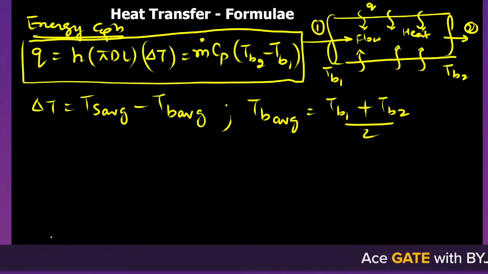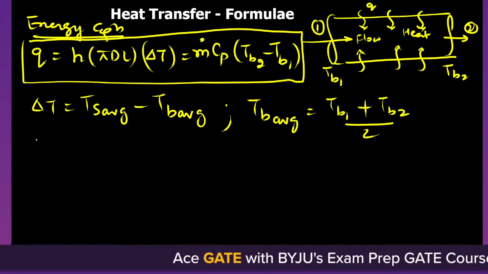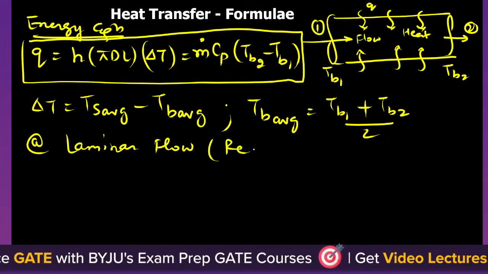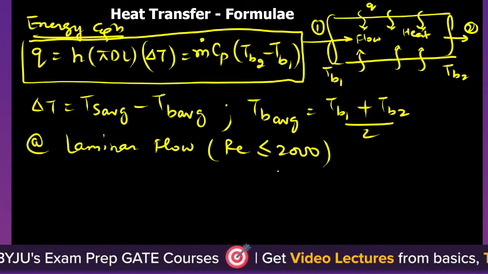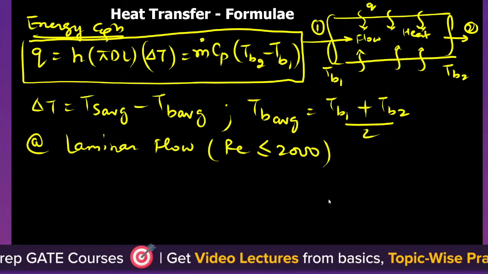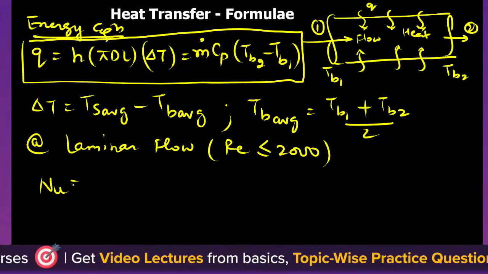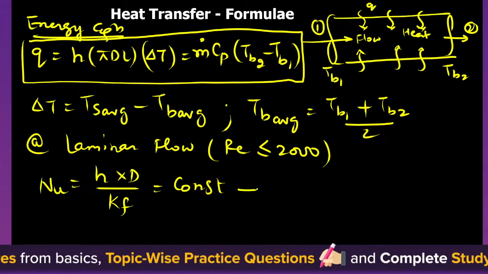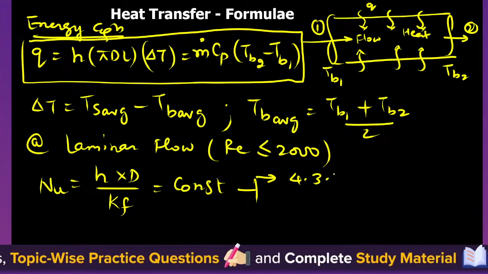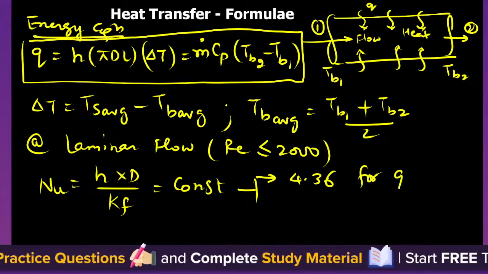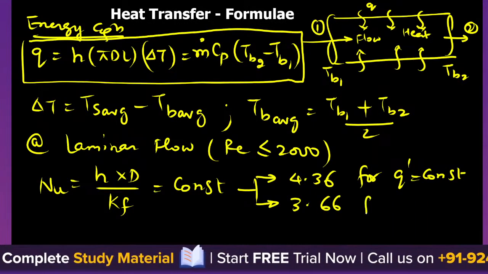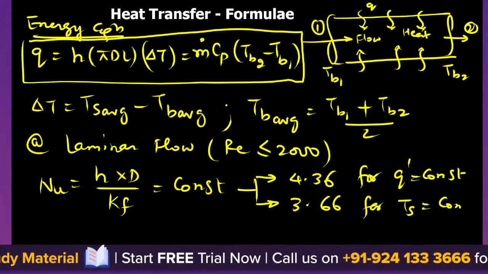And if the flow in a pipe is laminar, when do we have the flow to be laminar? When the Reynolds number is less than 2000. When the Reynolds number in the pipe is less than 2000, then the Nusselt number, which is defined as hD by Kf, is equal to a constant. The value of the constant will be 4.36 for constant wall heat flux condition, and 3.66 for surface temperature to be constant.